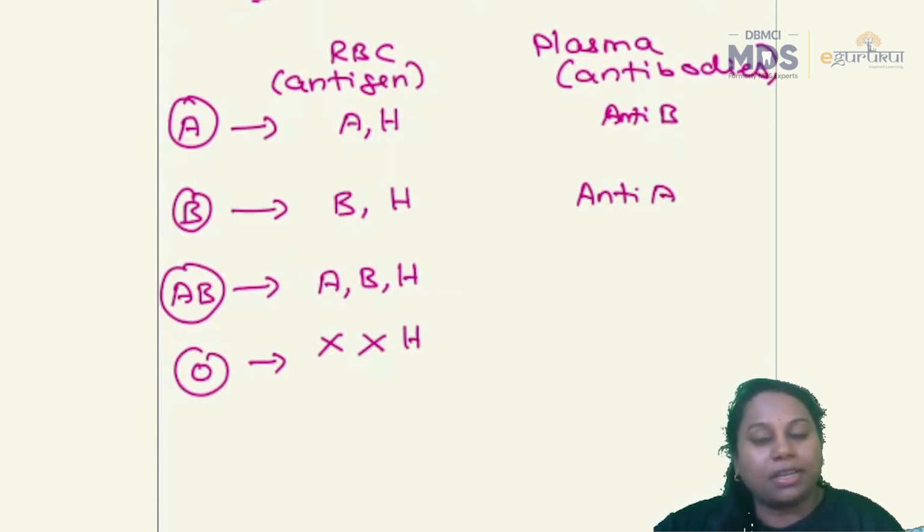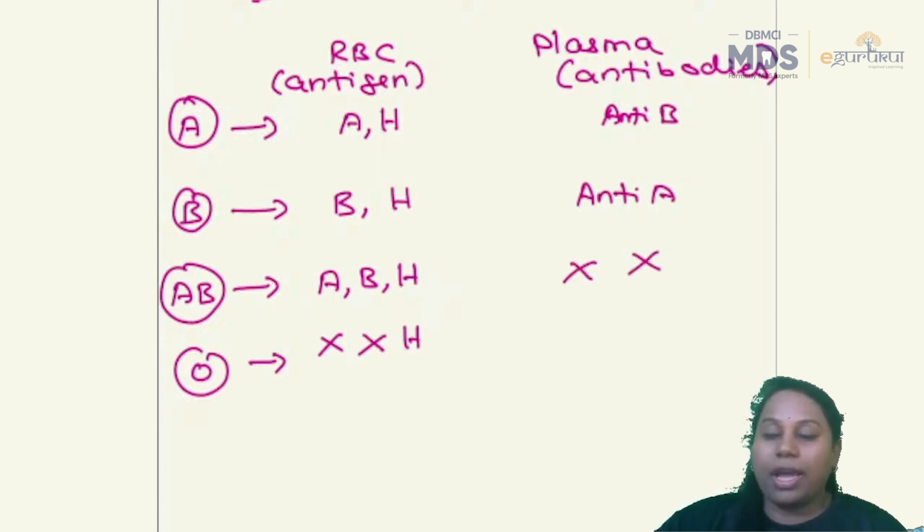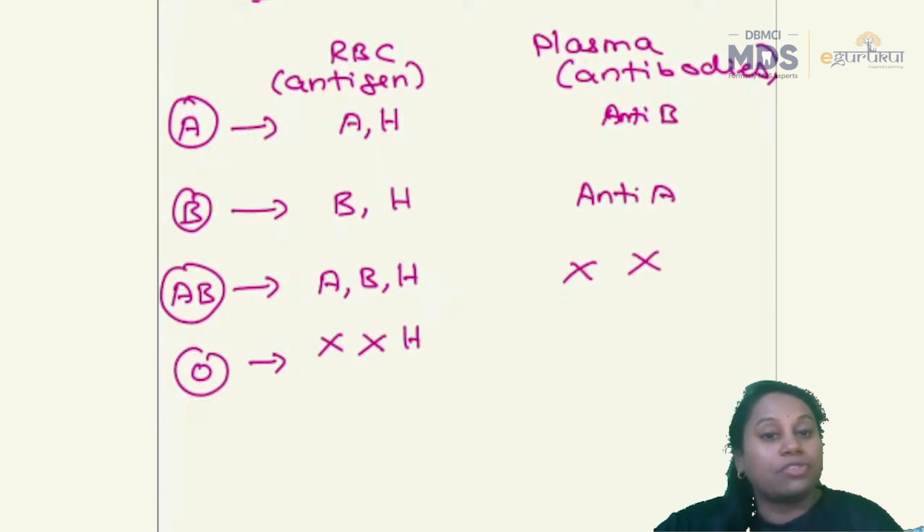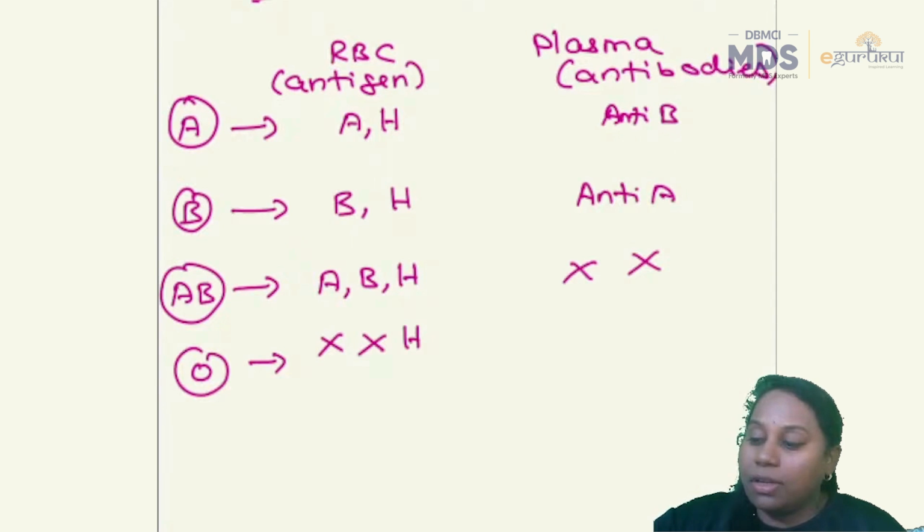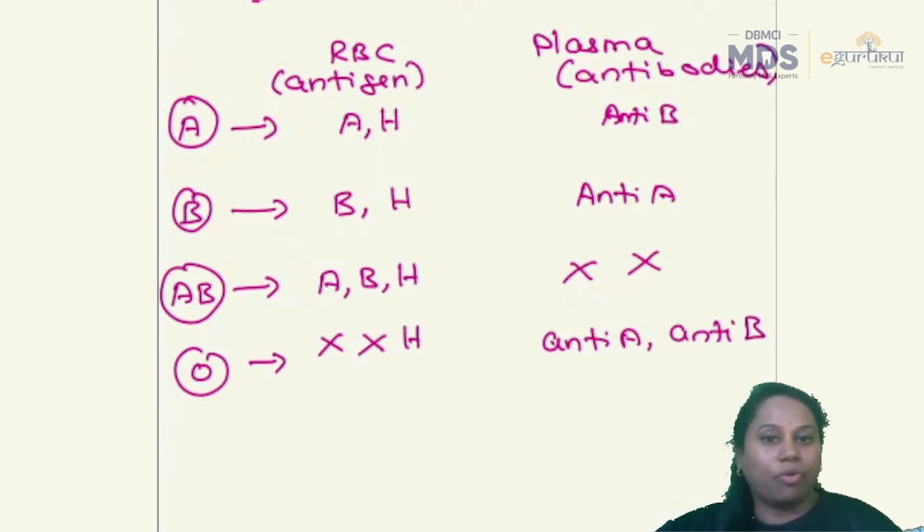AB group person, since he has both A antigen and B antigen, he will not have A and B antibody. O group person, there is no A, no B antigen, so he will have all the antibodies. So he will have anti-A and anti-B antibody.